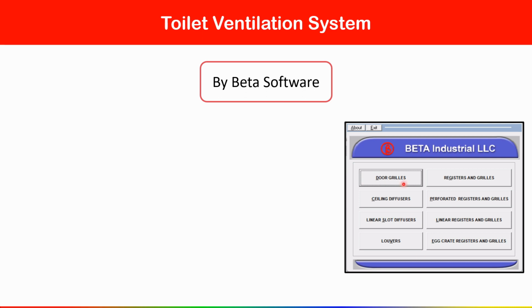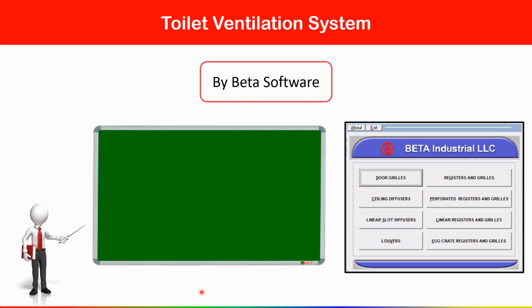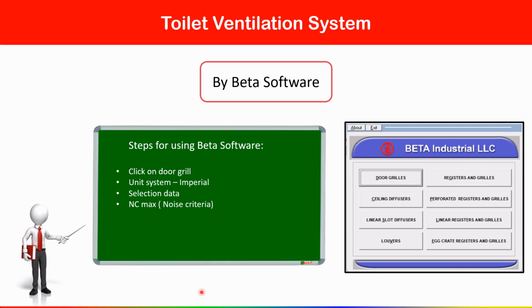Now here we have to discuss the door grill sizing. So what do you have to do, how can we operate this software? See, here some steps are given to operate the Beta software. If you want to do the door grill sizing, you have to click on door grill. After that it will ask you about the unit system, in which unit you want to work, imperial or metric. If you want the size in imperial units, meaning feet, inches, pounds, you have to hit imperial.